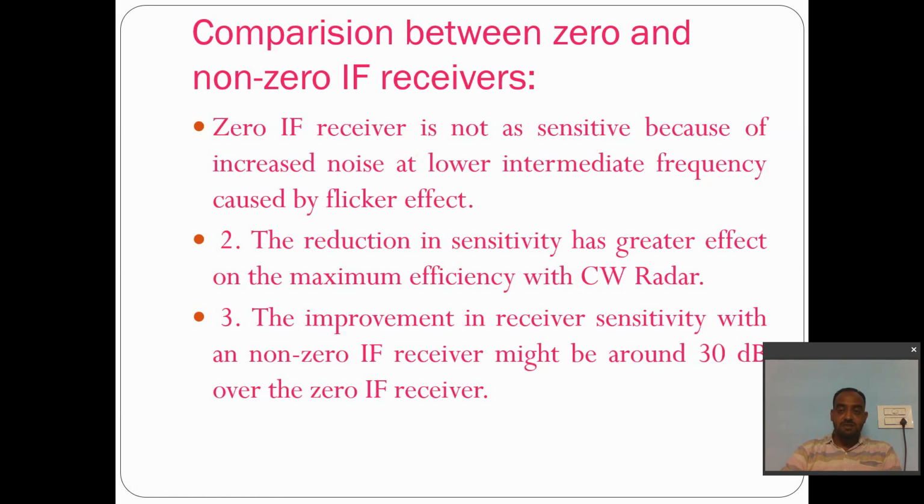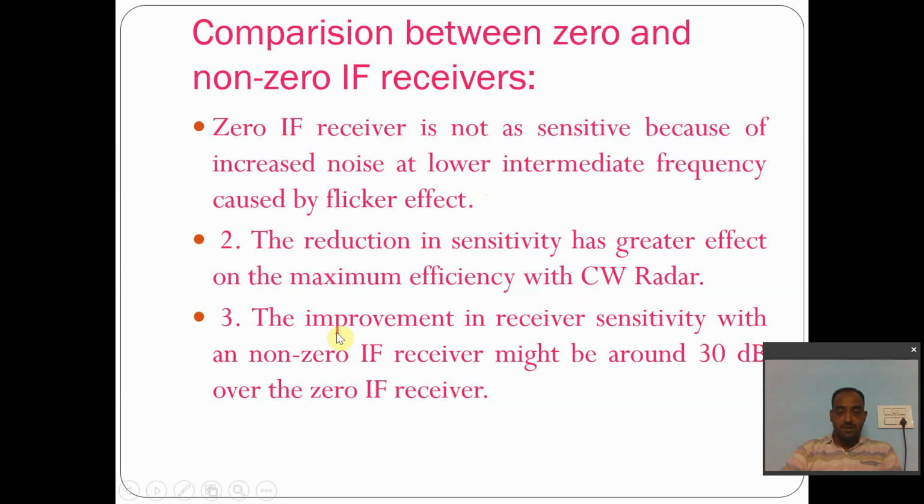The reduction in sensitivity has a greater effect on the maximum efficiency of CW radar. Normally, any system's efficiency depends upon its sensitivity. If the system is very sensitive, it will respond to very weak signals also, whereas the zero IF system has a large noise effect. One more reason the zero IF system is not sensitive is its large bandwidth. Here the bandwidth is very narrow and its sensitivity and selectivity are both very high.